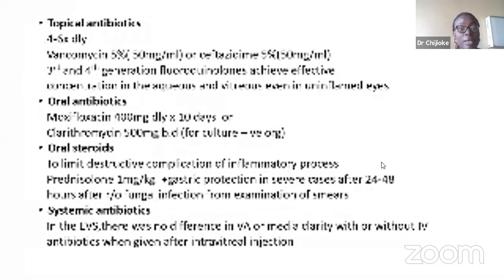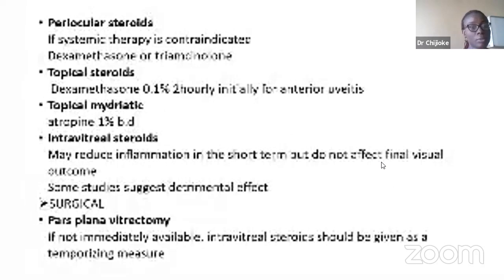Systemic antibiotics: in the endophthalmitis vitrectomy study, there was no difference in visual acuity or media clarity with or without IV antibiotics when given after intravitreal injection. So it does not really contribute too much.